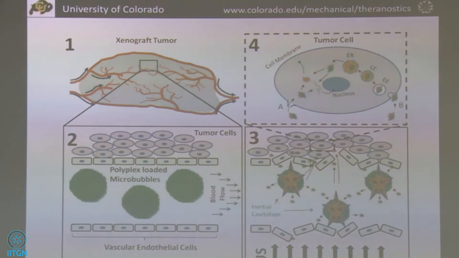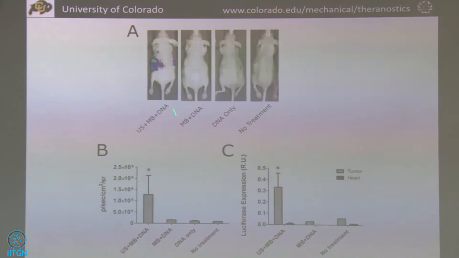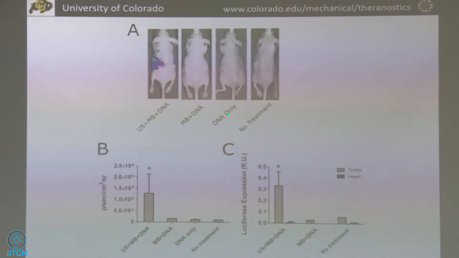So we were able to show successful use of the polyplex in a mouse model. This is ultrasound plus the microbubbles plus the DNA versus the controls: microbubbles plus DNA, DNA only, or no treatment at all. We see a huge increase in the optical transmission. This is luciferase, a bioluminescent protein that's a reporter gene for the DNA that we're delivering, and we also inject luciferin, which interacts with luciferase to form the light. And so we see an uptake, and you can also show that you get a good biodistribution. You get bioluminescence in the tumor only, but not in the heart.